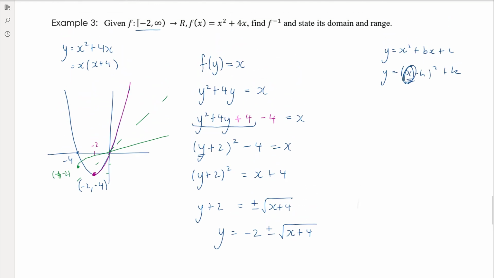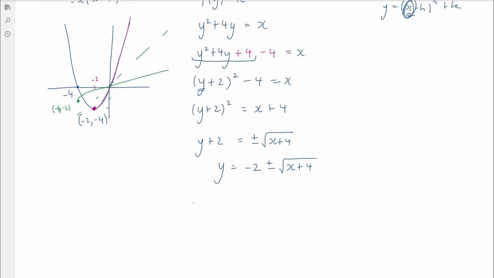We want the positive square root. It is inverse f of x. So therefore, the inverse of f is negative 2 plus the square root of x plus 4. It can't be both of them, that's not a function.